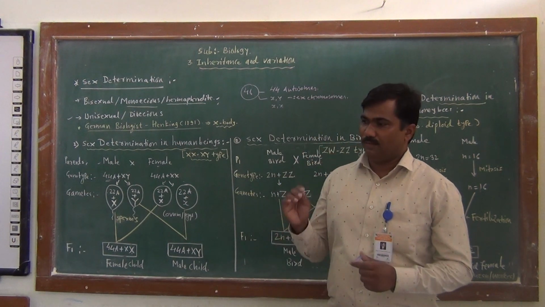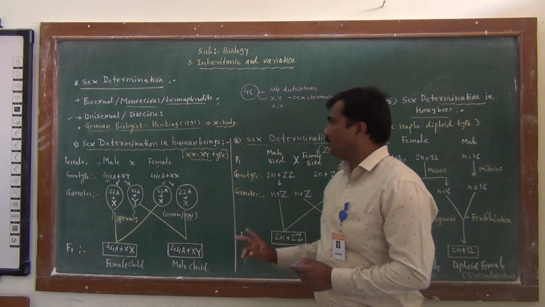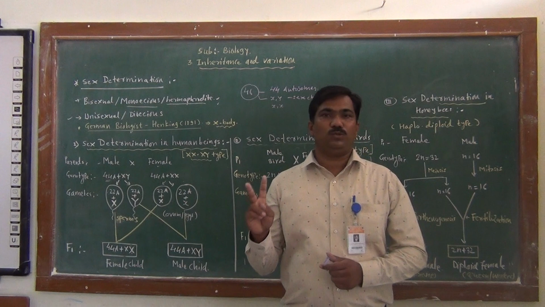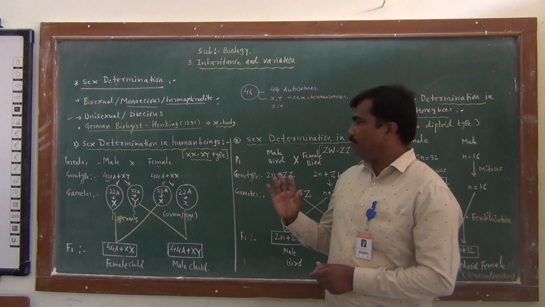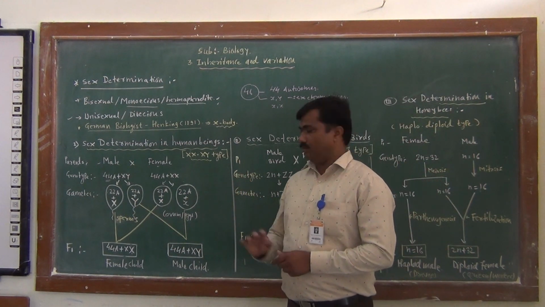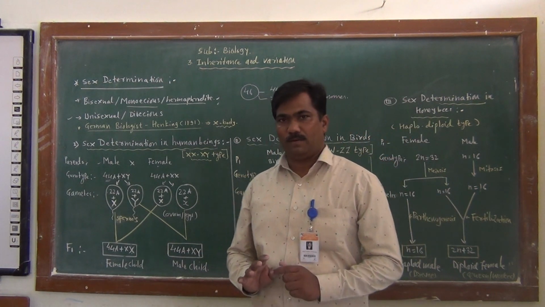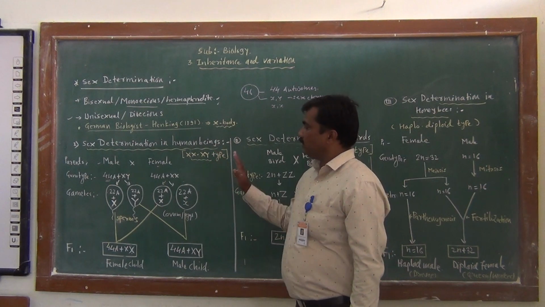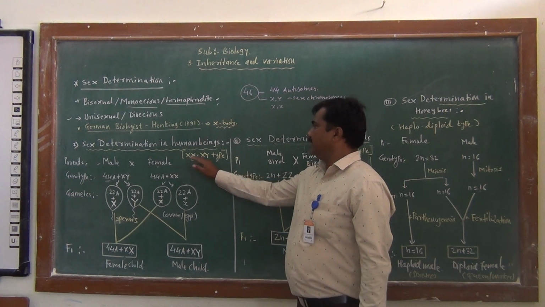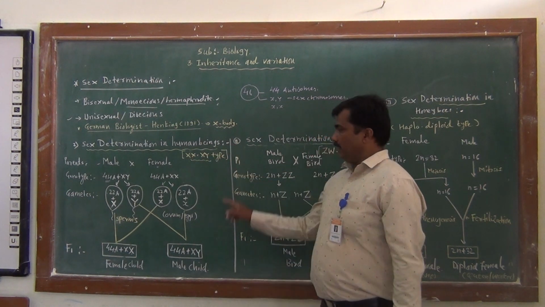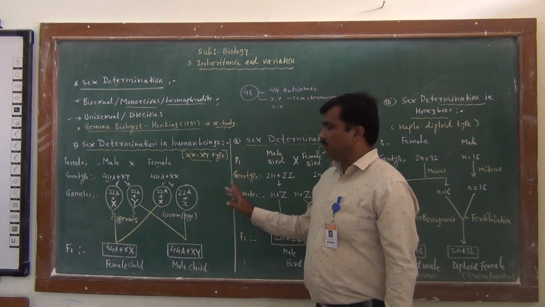So why is the father responsible for determination of sex? Because the father, or the male individual, produces two types of gametes. Male individual is heterogametic and female is homogametic. So father is responsible for determination of sex, not the mother. Okay, I think you understood this. What is the mechanism of sex determination in a human being? This mechanism is XX, XY type. And the sex of an individual depends on the type of sperm fertilizing the egg.